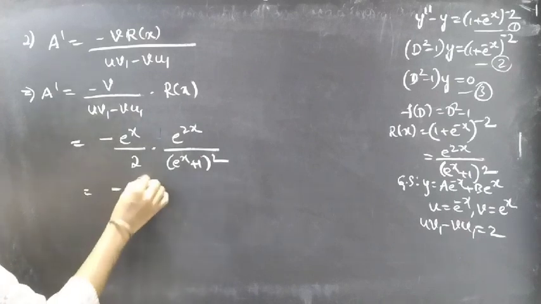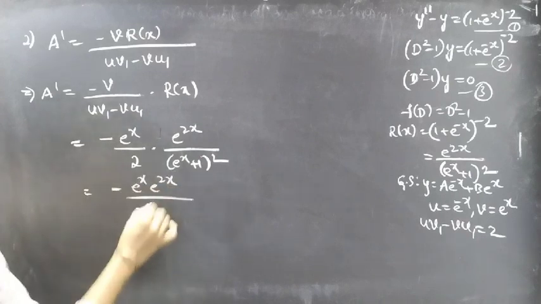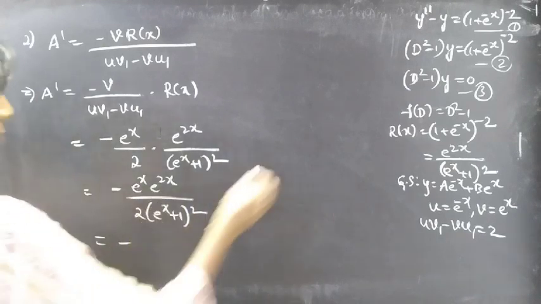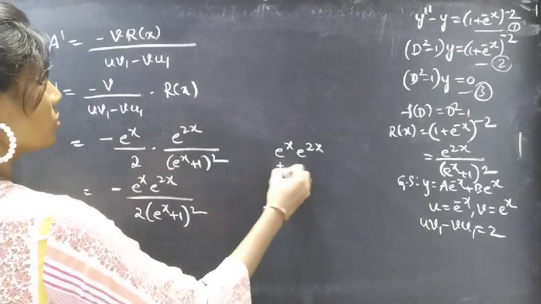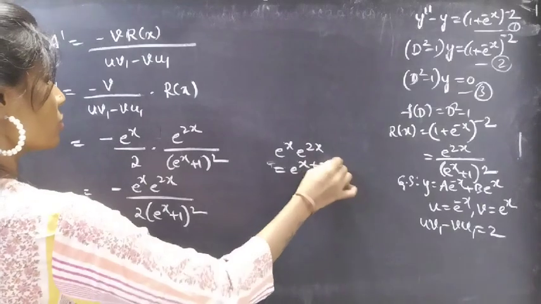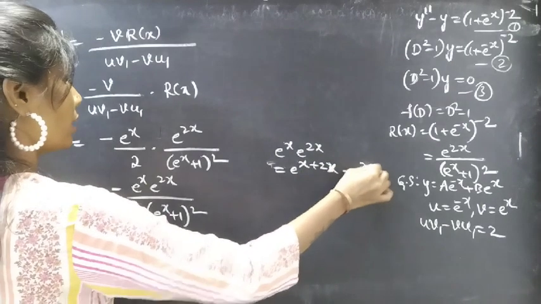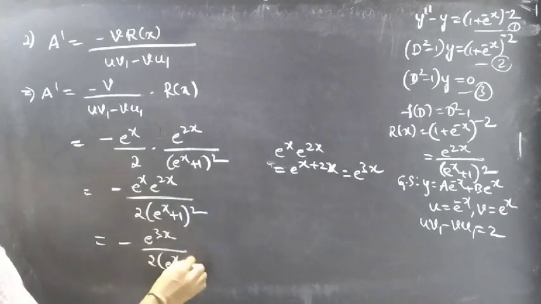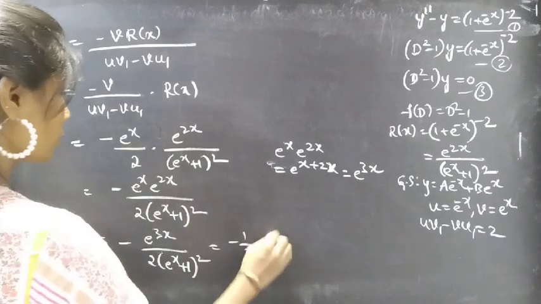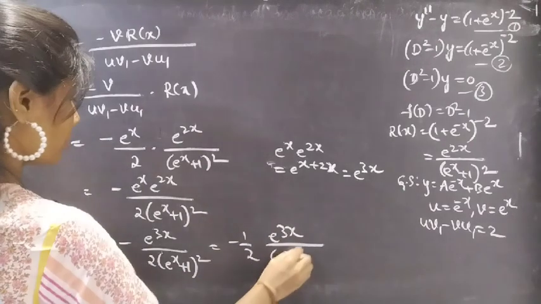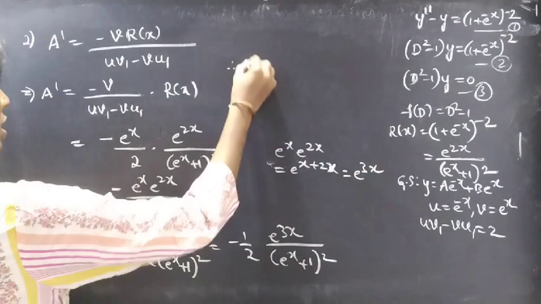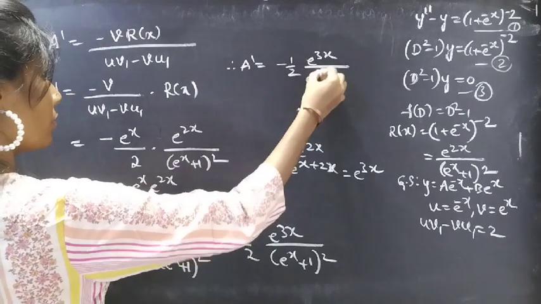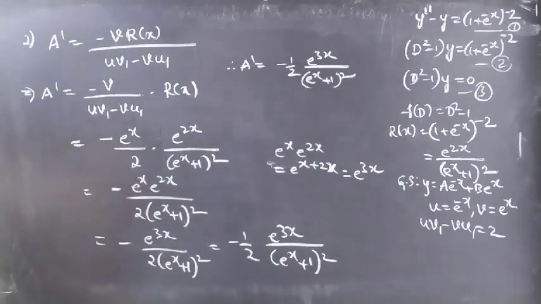You can write it as minus e power x into e power 2x by 2 times e power x plus 1 whole square. Minus e power x into e power 2x is, adding the powers, e power x plus 2x, which is equals to e power 3x. This gives us e power 3x by 2 into e power x plus 1 whole square, or minus 1 by 2 into e power 3x by e power x plus 1 whole square. Therefore, a dash equals to minus 1 by 2 into e power 3x by e power x plus 1 whole square. From this we can find a.